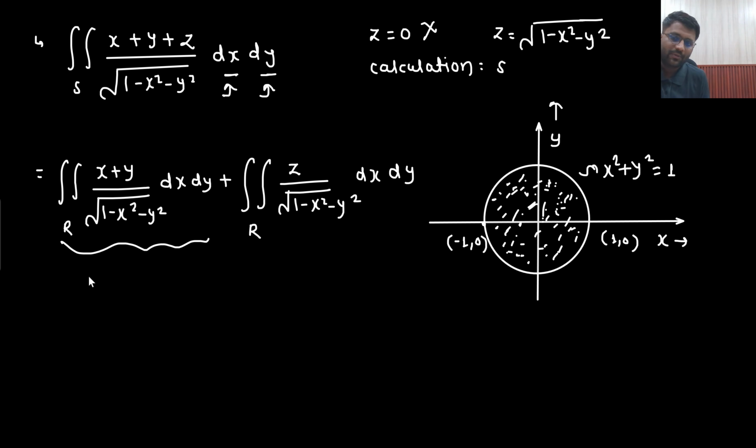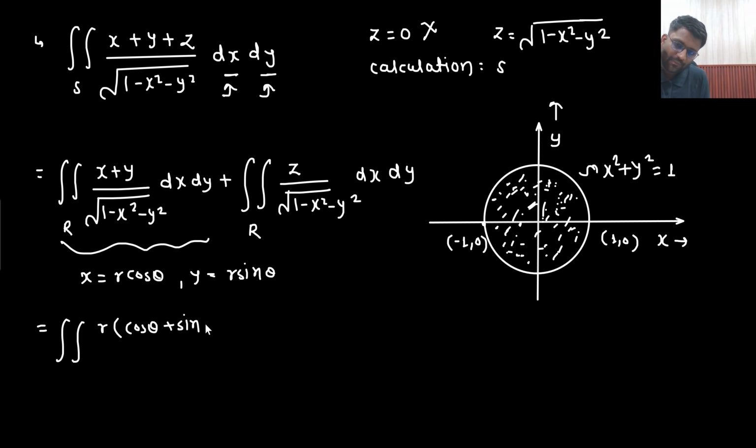Okay. Polar coordinate system we will solve. On this particular surface area, x equals r cos theta, y equals r sin theta. So what you will get? Taking r common, (cos theta plus sin theta) divided by under root 1 minus r square, multiplied with dx dy, which would be r dr d theta, with the limit of r going from 0 to 1 and with the limit of theta going from 0 to 2 pi.